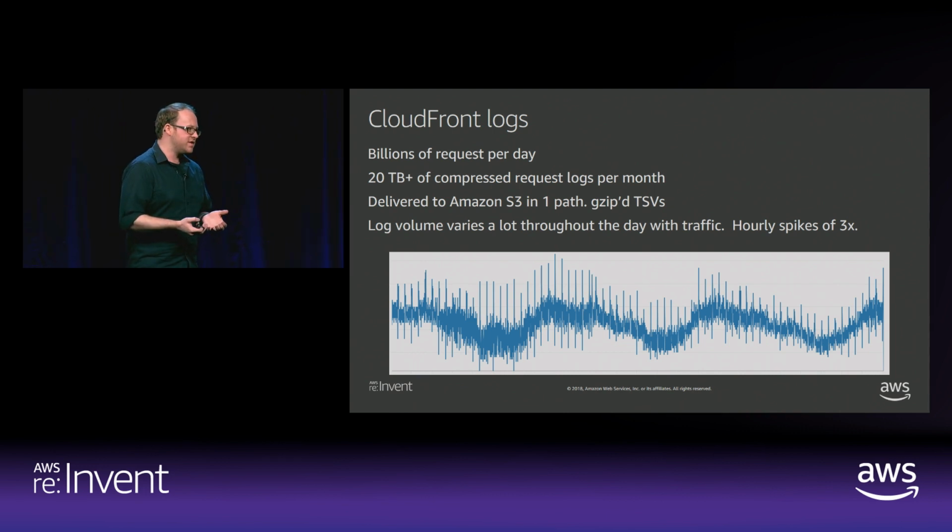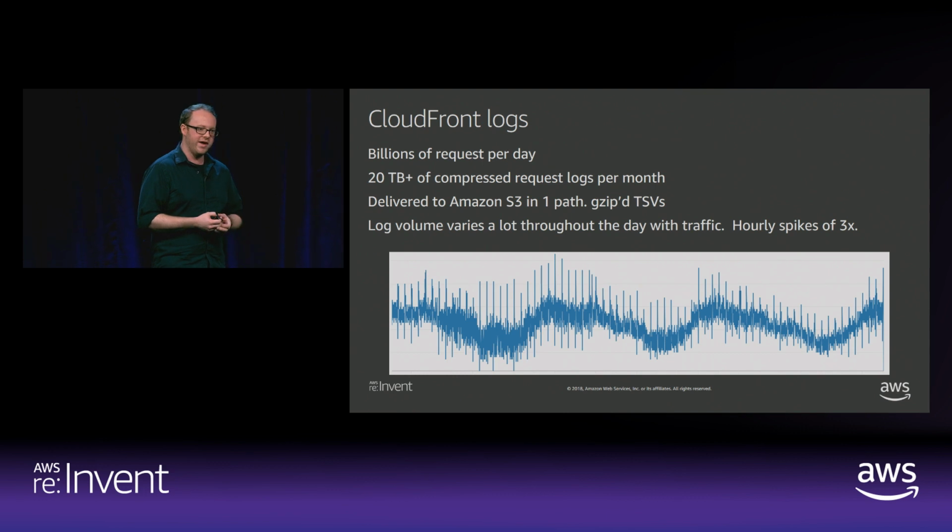And CloudFront delivers this on one path on S3 with not a lot of prefixing, and they deliver it as gzipped tab-separated values, TSVs, and that's not the optimal format for Athena. We want a little more structure in the key space, and we also want a better, more optimized format for the data.